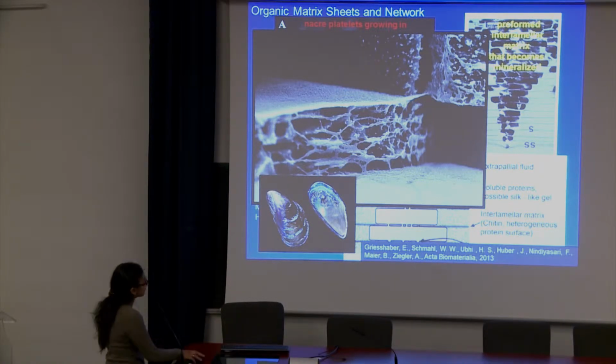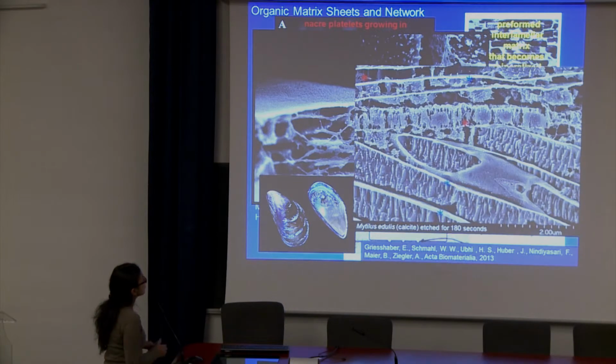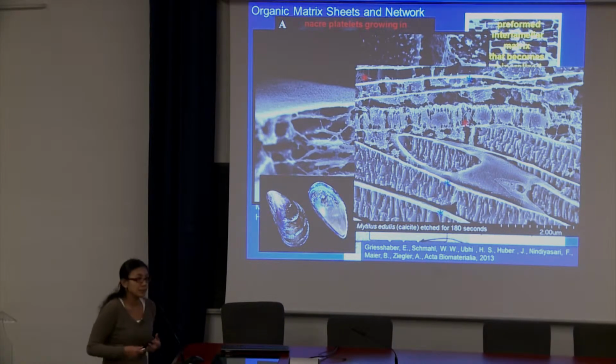Another example is this fibrous calcite. Here I have two different colored stars. The first one is the blue one. If you look carefully, in the blue one you can see an organic matrix surrounding the fibrous calcite. The other organic matrix is this red star over here, which is present on the fibrous calcite. So from this example, you can see two different organic matrices.